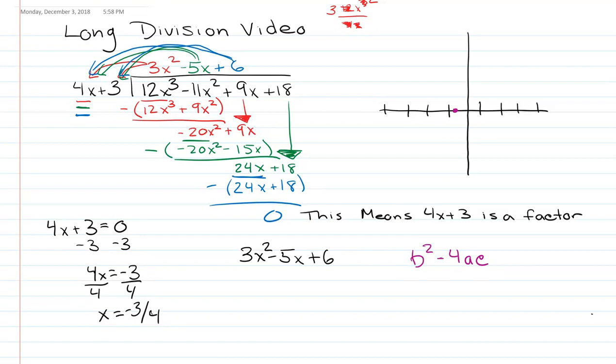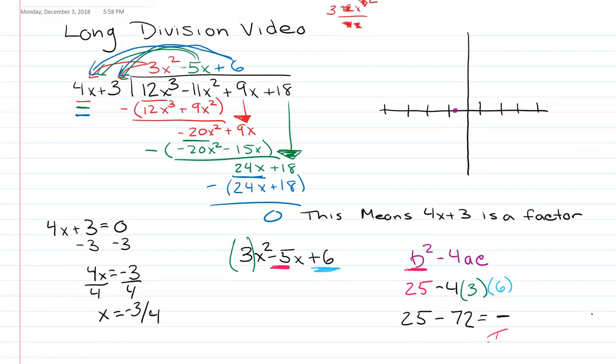So b squared would be 25 minus 4 times a, which is 3, times c, which is 6, will give me 25 minus, let's see here, that's 18 times 4 is 72. So I'm definitely going to have some negative number, which means my answers are going to be imaginary.